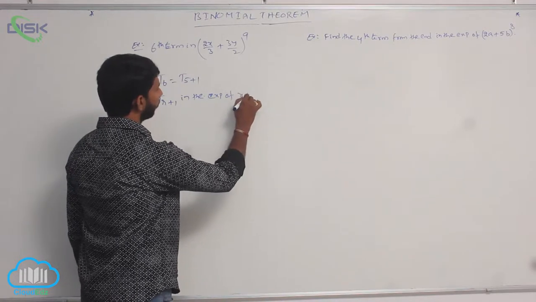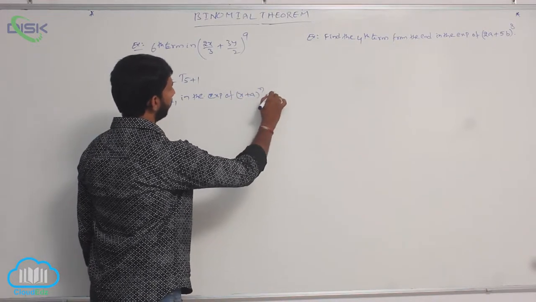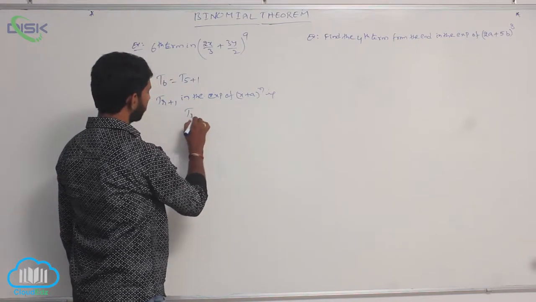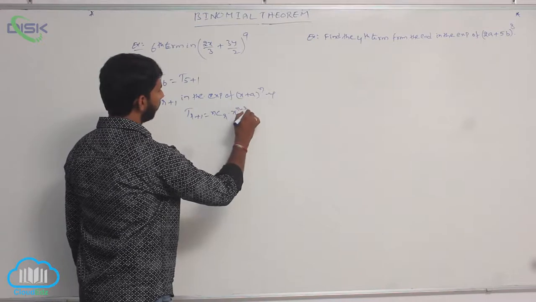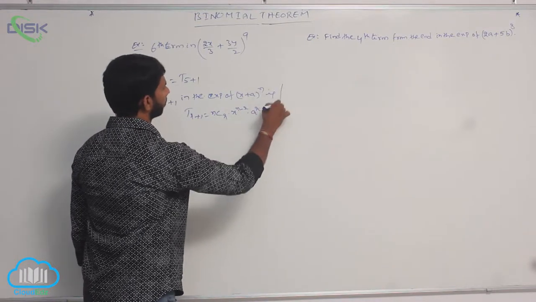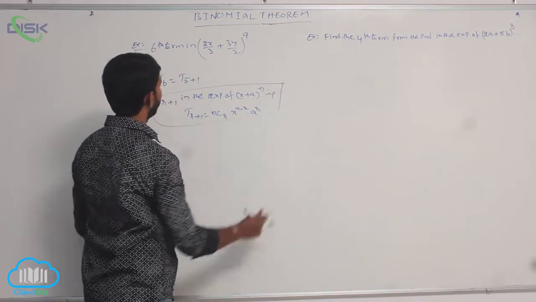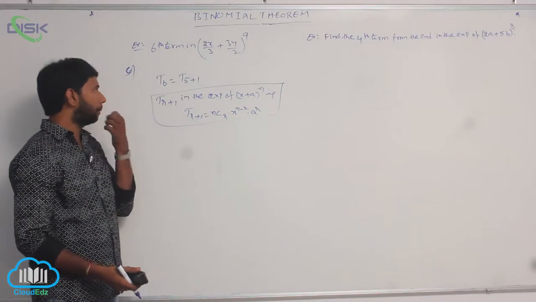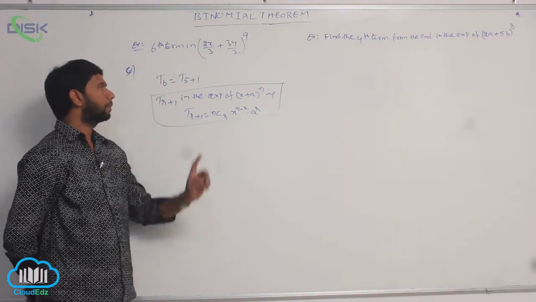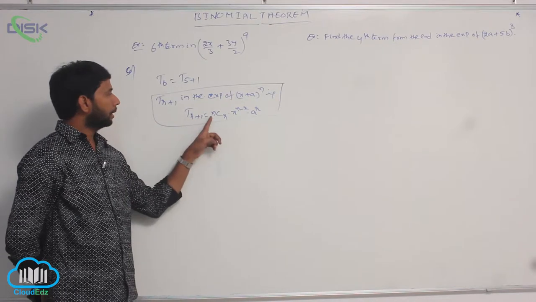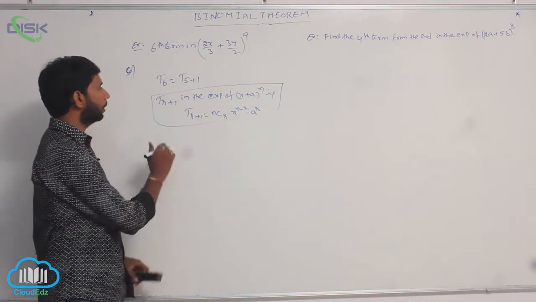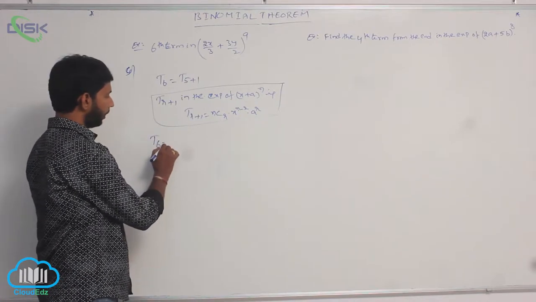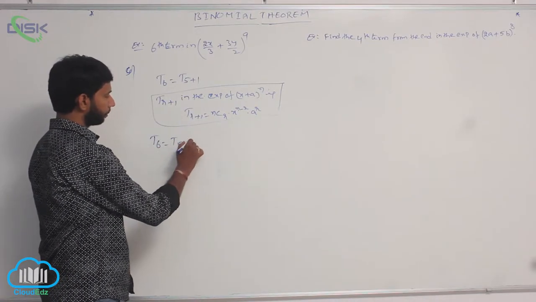The general term T(r+1) in the expansion of (x + a)^n is nCr times x^(n-r) times a^r. Apply the formula: T6 = T(5+1).